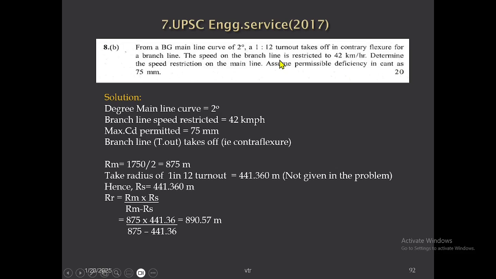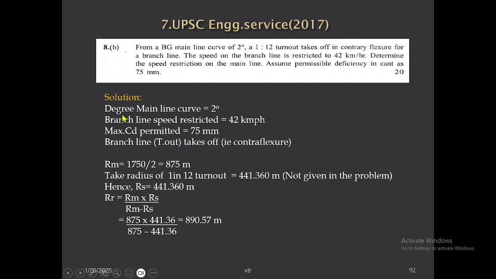question, they directly gave some branch line radius, but here they are not given the radius of the branch line. Okay. They are given that the point on the crossing which falls on the curve is 1 in 12, but it takes off as a contraflexure, for a 2 degree main line curve, and the branch line speed is restricted to 45 kmph. Okay, and they ask how much speed is permissible on the main line. The permissible cant deficiency we can take as 75 mm.